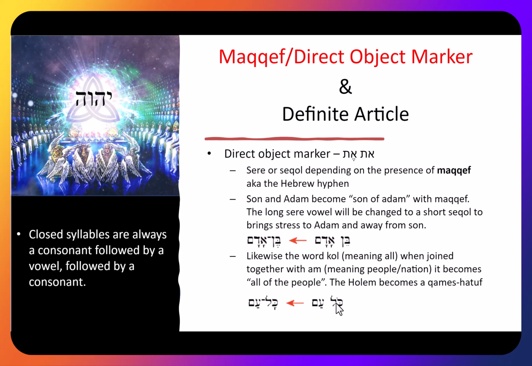Likewise, the word kol, which we see here, but we see two different spellings, if you will, one with the hirik and one with the kamats. So again, we have a change in the vowel structure. So it's all of the people, because I've got kol, which means all, and I have am, which means people or nation. And so it becomes all of the people. And again, that holam becomes the kamats hatuf. I think I said hirik, but I meant holam.